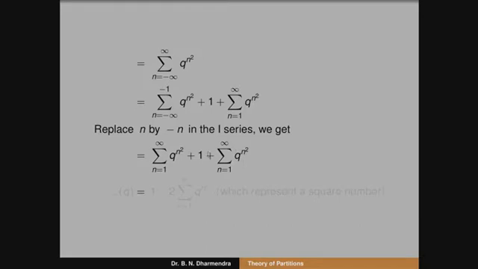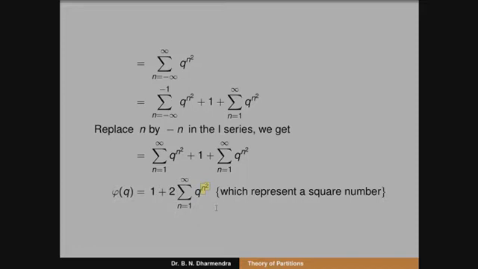So therefore 1 plus 2 times summation n running from 1 to infinity q to the power of n square. So it can be written as theta of q is equal to 1 plus 2 times summation n running from 1 to infinity q to the power of n square. Here we have to observe that the power of q represents a square number.